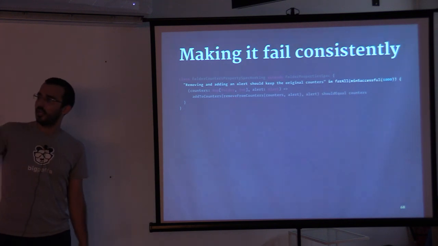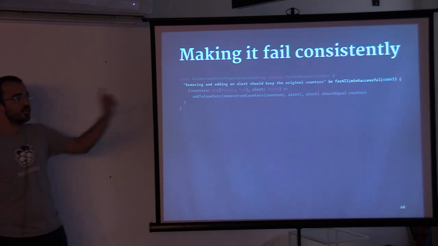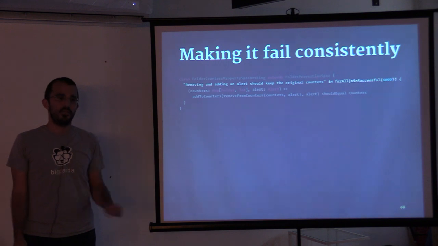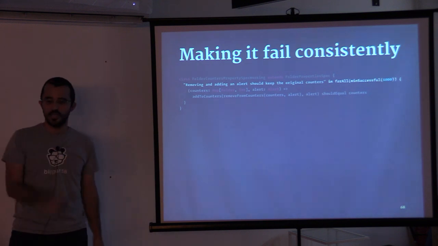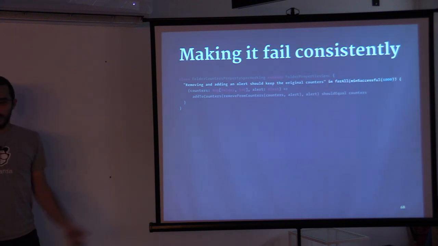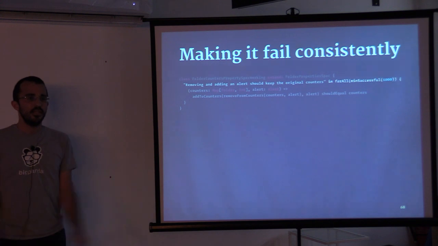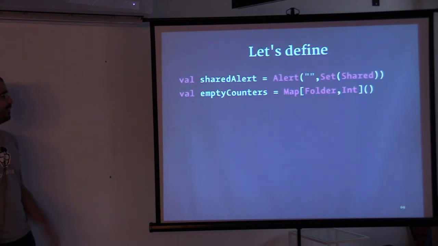There is a special function in ScalaCheck that tells it, please verify that this works for 1,000 values, not just the random, the default 10 or the default 100. And I've added this function, and then it failed consistently. What happened? You already saw it, but let's try to see it together.